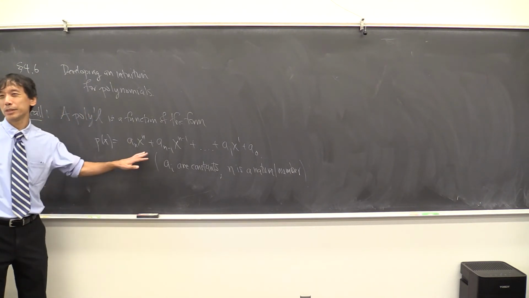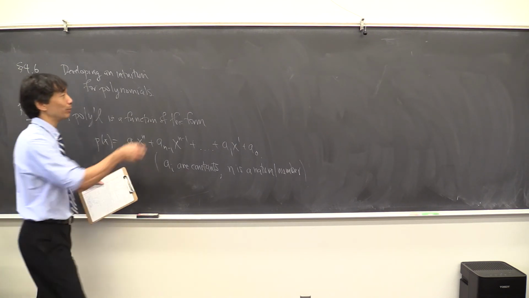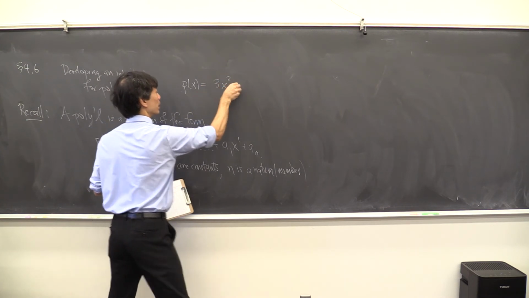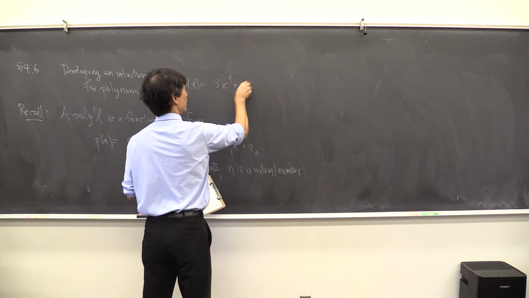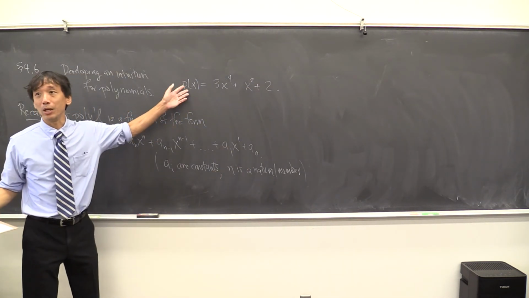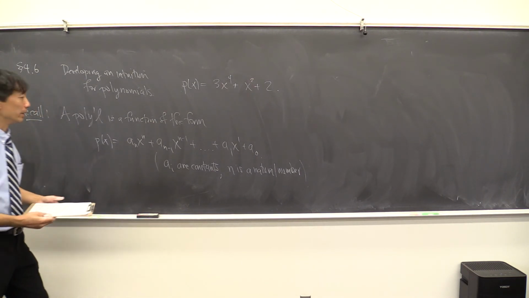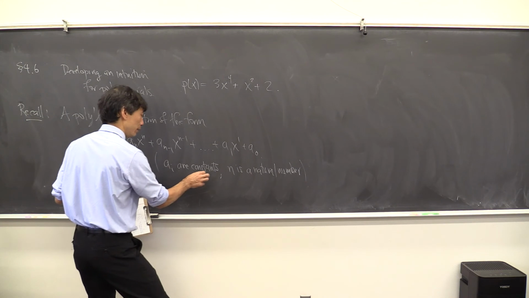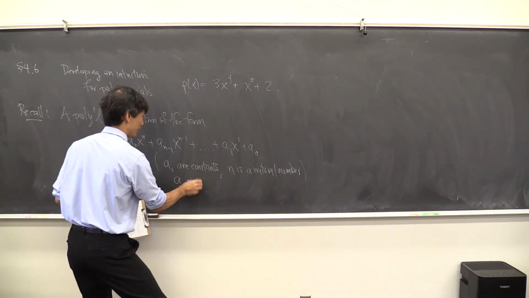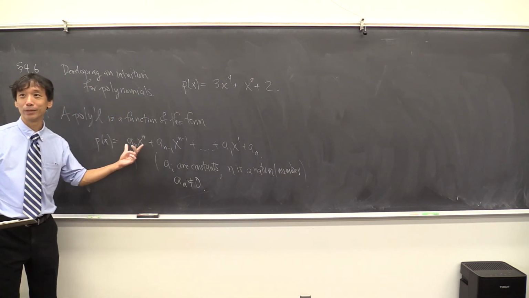Right. So this is something you know. It's just now said in formal mathematical language. You know what a polynomial looks like, right? A polynomial could look like 3x to the fourth plus x squared plus 2. That's a polynomial. And we're going to assume that a_n is non-zero, because otherwise, why are we even including it?